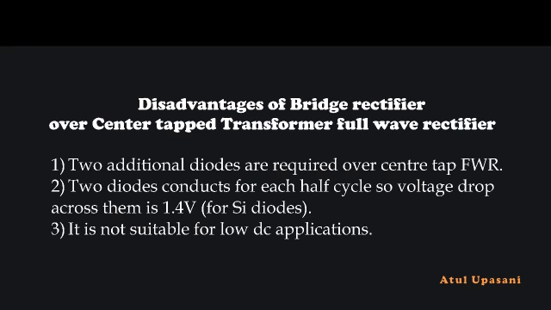Along with the advantages, there are certain disadvantages of the bridge rectifier. First one is it requires 2 additional diodes over the center tap full wave rectifier. 2 diodes conduct for each half cycle, so the voltage drop across them will be 1.4 volt, as 0.7 volt is the voltage drop when the diodes are in forward bias. So the 2 diodes come in series, so the total voltage drop will be 0.7 multiplied by 2, that means 1.4 volt. So the voltage appearing at the output will be less by 1.4 volt than that of the normal rectifier.